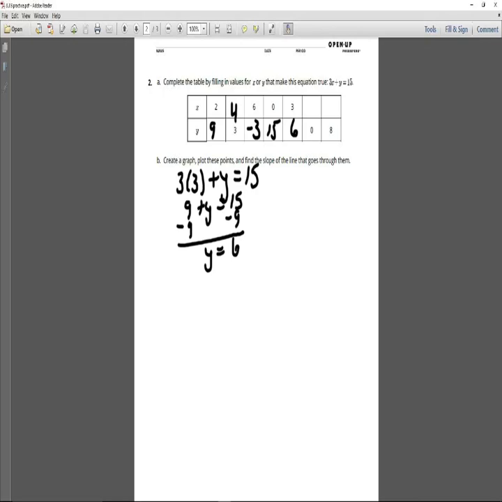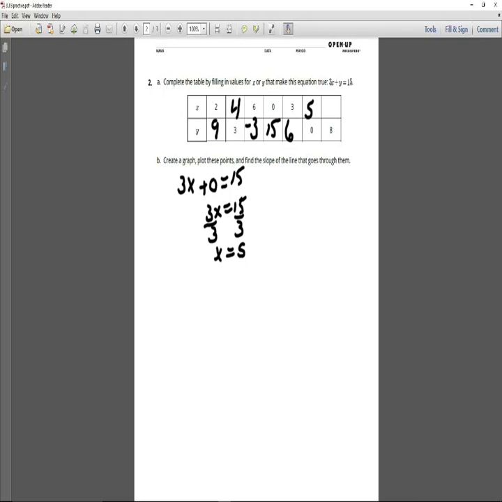2 more to go. Make sure you're really trying these on your own. If you haven't done any on your own yet, turn the video off and try one on your own.